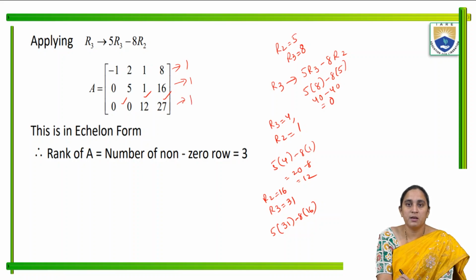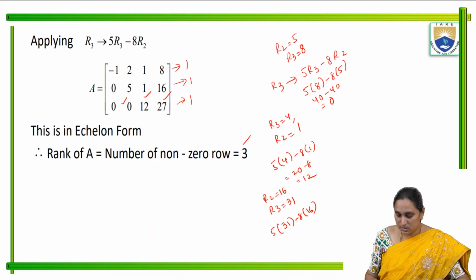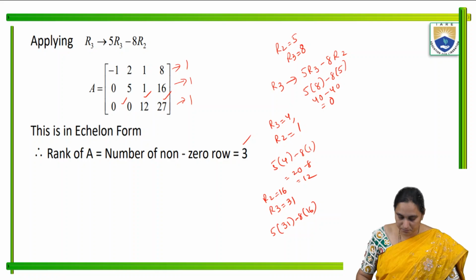Therefore, rank of A is equal to what? Number of non-zero rows. That is equal to how many here? 3. Therefore, for the rectangular matrix, what about the rank of that? That is equal to 3. Okay, this is the second problem.